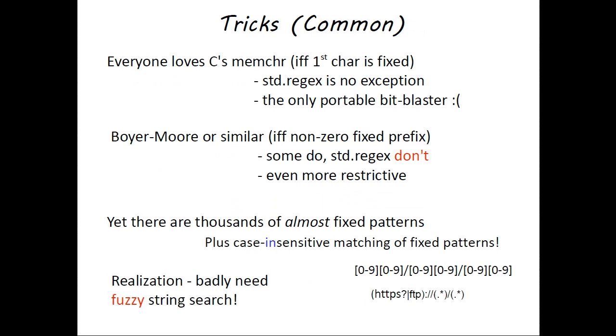Well, the first simple trick that every regular expression library does is they take a look at the first character in the pattern, and if it happens to be a fixed character, then they just call memchr. And then, after they found the first character, they run the full VM loop. This is simple. It's the only portable way to have a fast search for a byte. There's nothing portable outside of that.